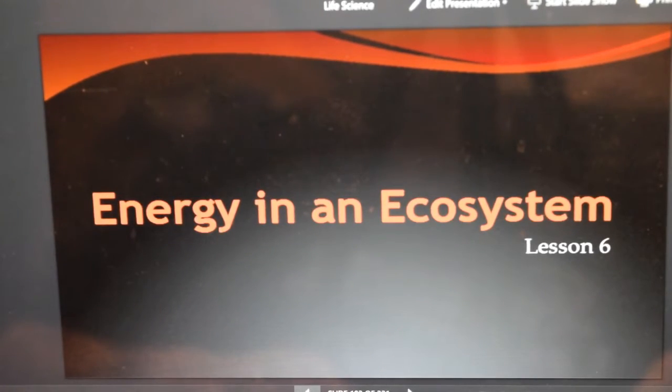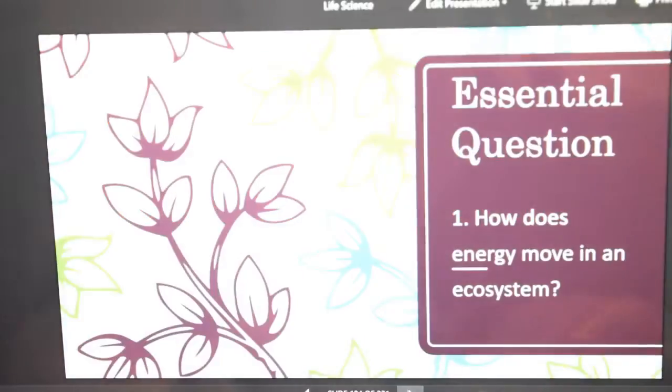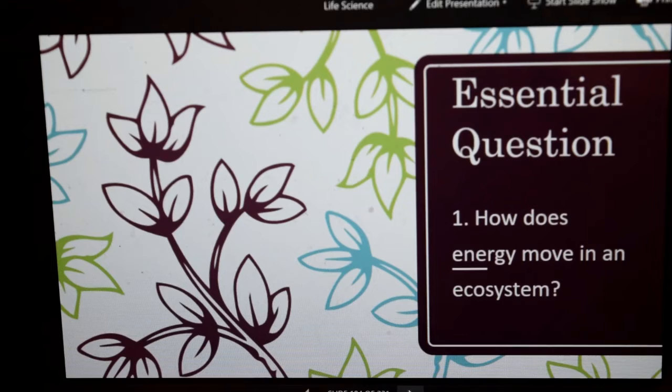So the topic today is energy in an ecosystem. And the question we're going to be able to answer at the end of the lesson today is, how does energy move in an ecosystem? There's going to be lots of vocabulary words here, so you should have out your notebook and be prepared to pause. Anytime you see a word up on the screen that has a definition, please write that down. I will be talking about each word as we go along.